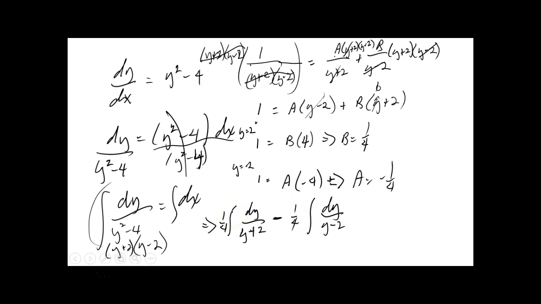So that's your left-hand side. Your right-hand side is merely x plus c. So this is 1/4 times the natural log of y plus 2 minus 1/4 times the natural log of y minus 2 is equal to x plus c. Now, the rest is manipulation. What you could do is factor out a 1/4.